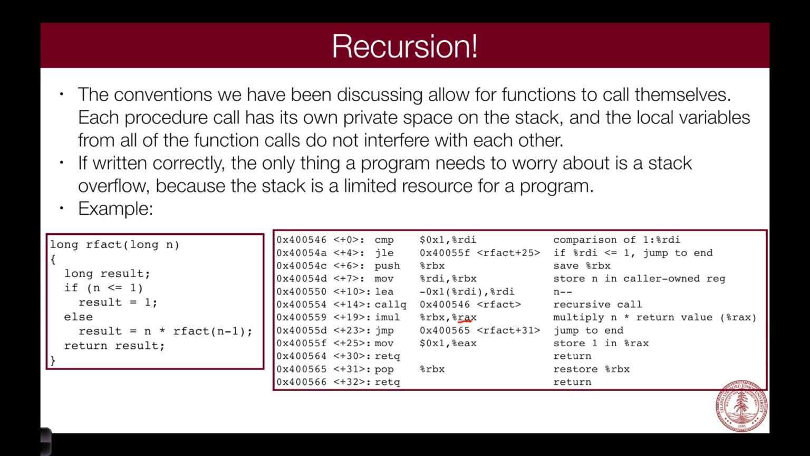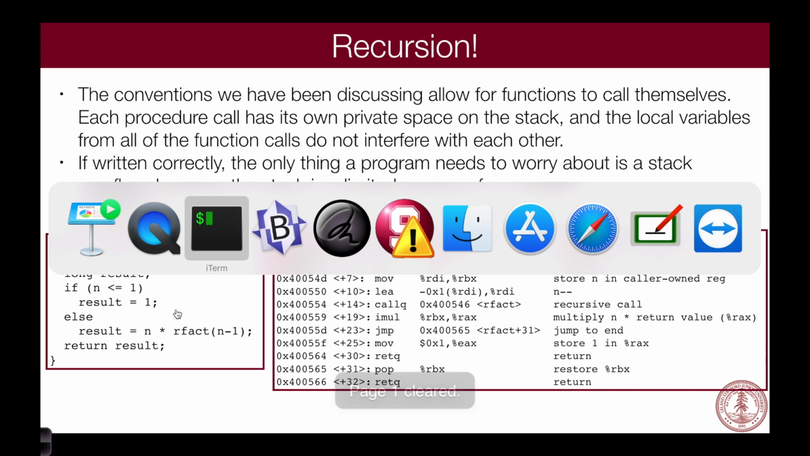So what are we going to do? We're going to multiply the value we stored as n times RAX, and then jump over this little stub here, restore RBX to its value, and then return, which means RAX is going to hold the actual value of n times the recursive factorial, and that's what we're returning. Okay, so let's actually go look at what GDB does with this.